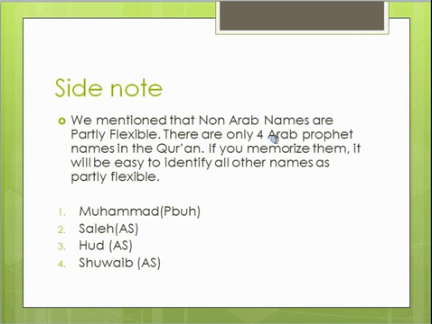Interesting thing is there are only four Arab prophets whose names are mentioned in the Quran. So if you memorize these four names, then all the other names will be partly flexible. Simple, right? So who are these four prophets who are Arabs? Muhammad sallallahu alaihi wasallam, Saleh alaihi wasallam, Hud alaihi wasallam, and Shuaib alaihi wasallam. These are the four prophets who were Arabs, and so their names are not partly flexible. So all other names like Musa, Isa, Ibrahim, every other name will be partly flexible.